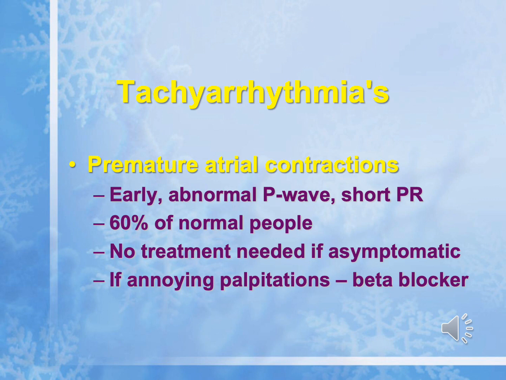The first tachyarrhythmia that we are going to consider is premature atrial contractions. They occur in 60% of normal people and usually are innocuous. They are early beats that have an abnormal P wave and a short PR interval as they originate from depolarization of a site within the atria. There is no treatment necessary if they are asymptomatic, but if there are annoying palpitations, the palpitations can be blocked by beta blockers, although this may not stop the premature atrial beats. It only stops the awareness of them.